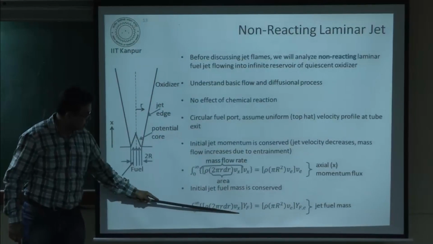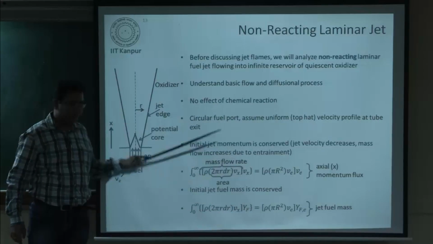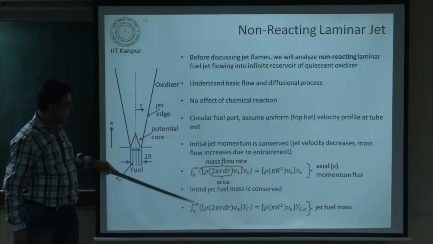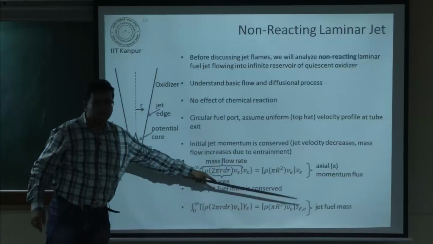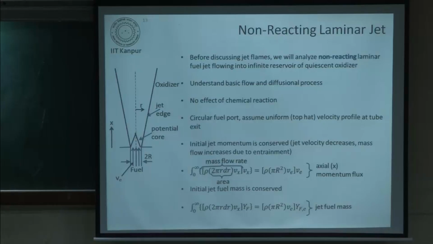This is the mass flow rate, and you are multiplying it with the fuel mass fraction at that location and carrying out the integration from 0 to infinity. That has to be equal to the initial fuel mass that you are injecting into the system.